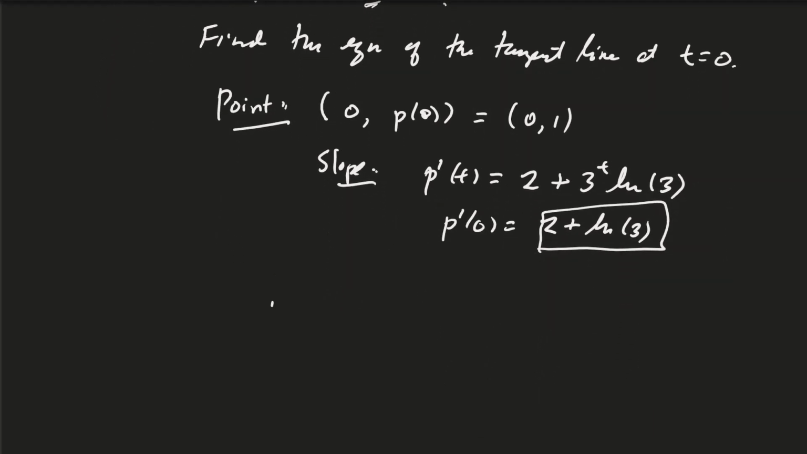And now we could just write our equation in point slope form. 0 minus 1 is equal to 2 plus the natural log of 3 times x. Well, x minus 0 if you like. Good. All right.